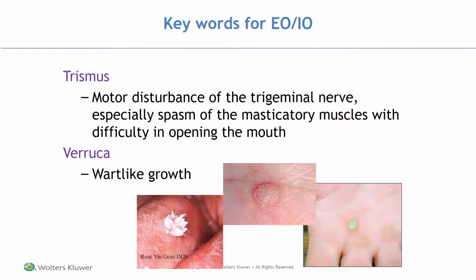Trismus is a motor disturbance of the trigeminal nerve, especially spasms of the masticatory muscles with difficulty in opening the mouth. And you'll see that sometimes with administering some local anesthetic injections. Verruca is a wart-like growth, and we are seeing this a little more common lately.